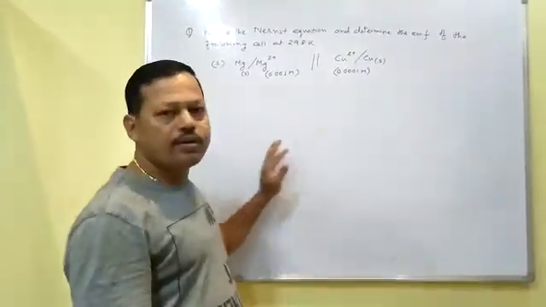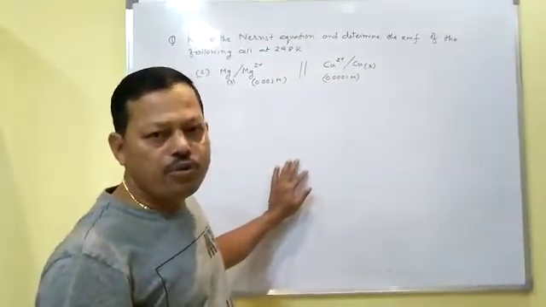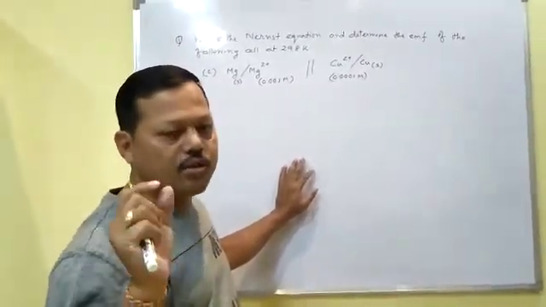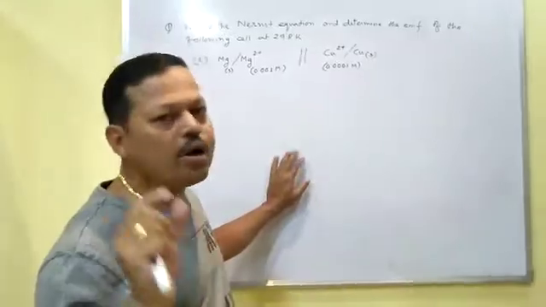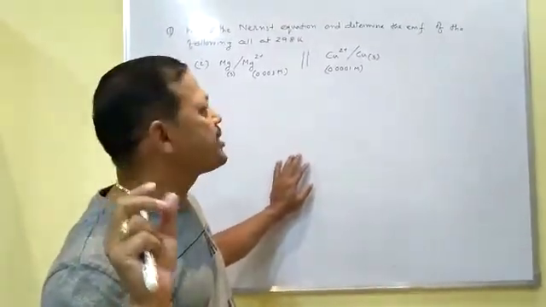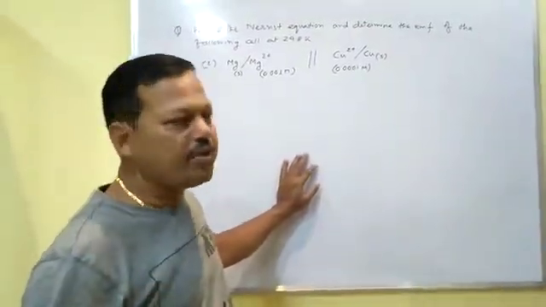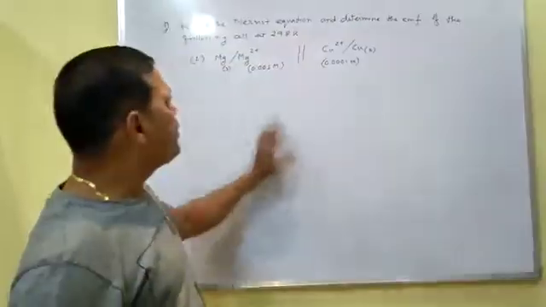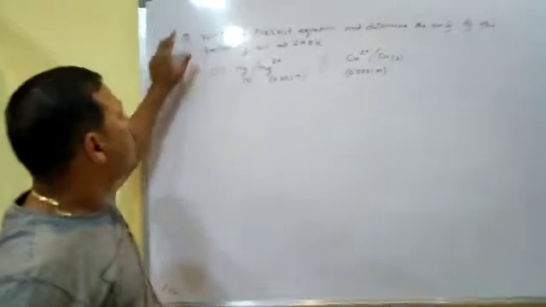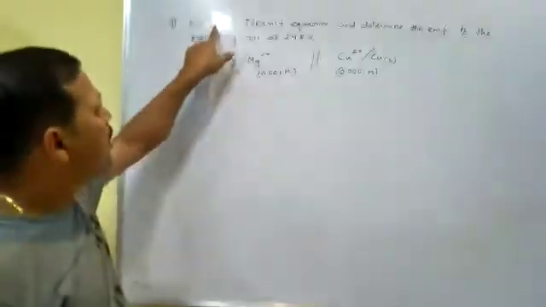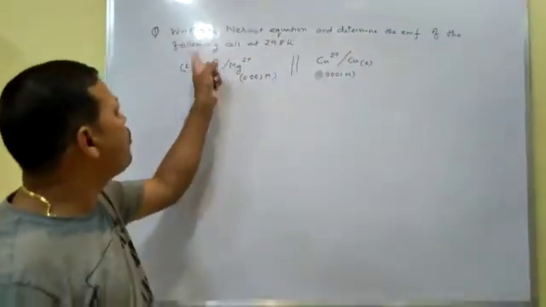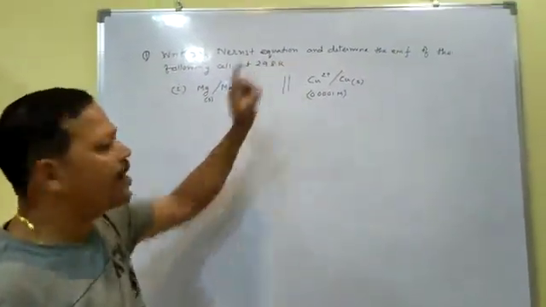Good morning, students. Today we'll do some numericals based on the Nernst equation. As you already have the Nernst equation, we will see how to determine the EMF of a cell by using it. That type of numerical I'll do. This is one of the questions. Write the Nernst equation and determine the EMF of the following cell at 298 Kelvin.